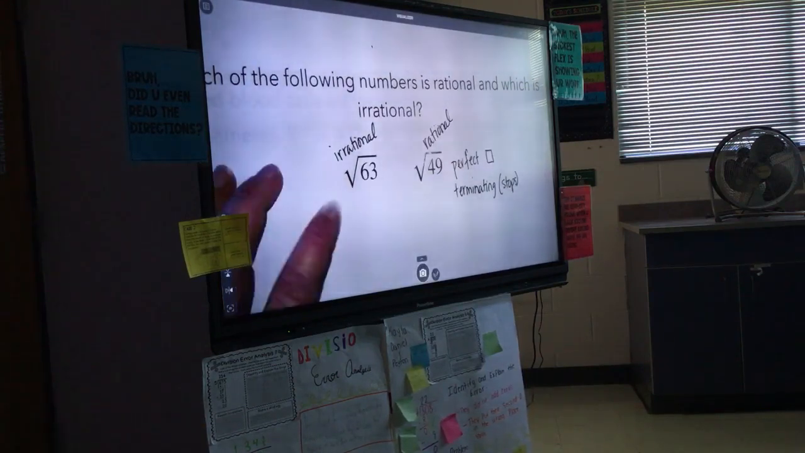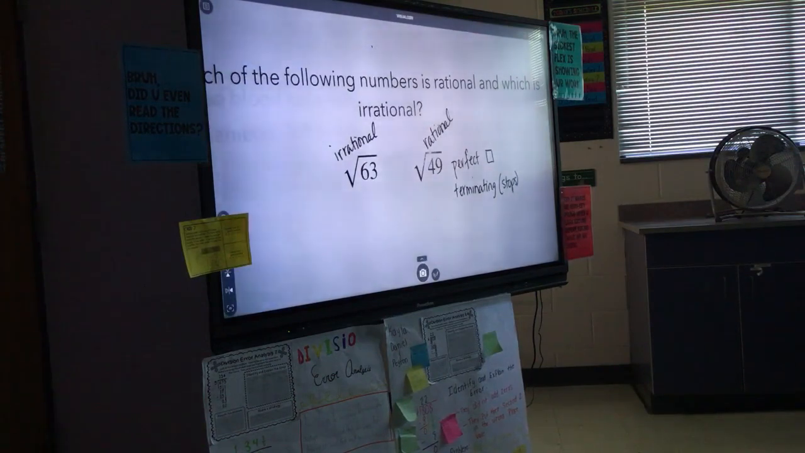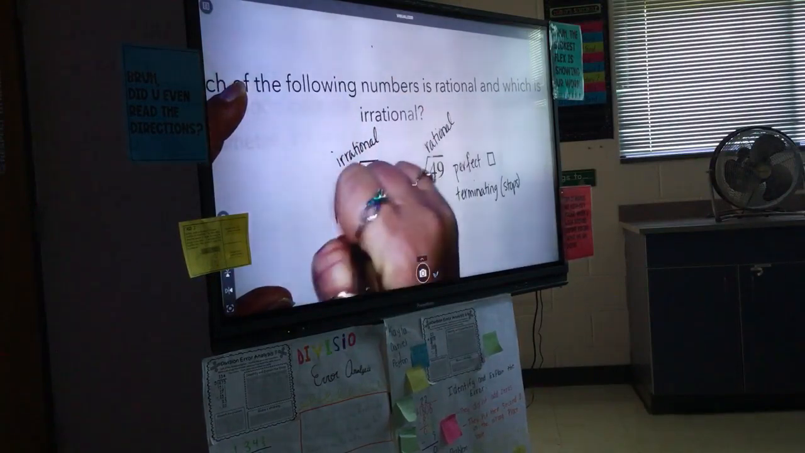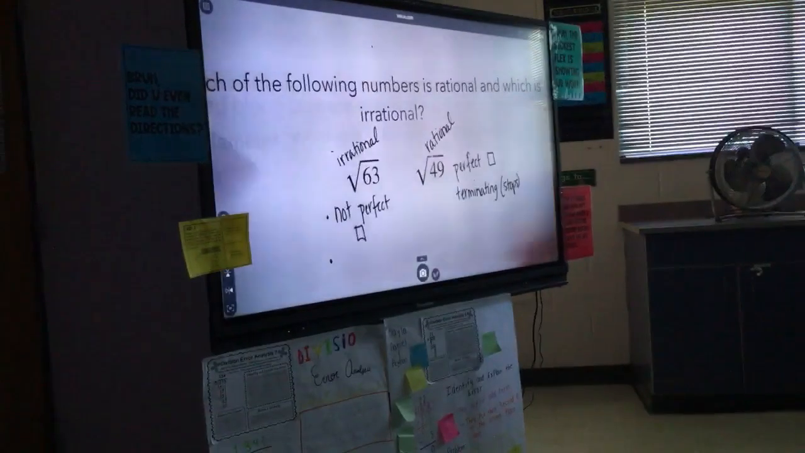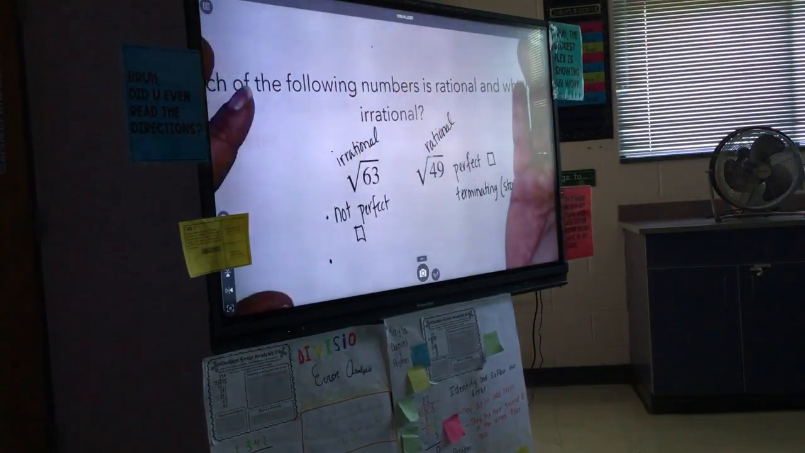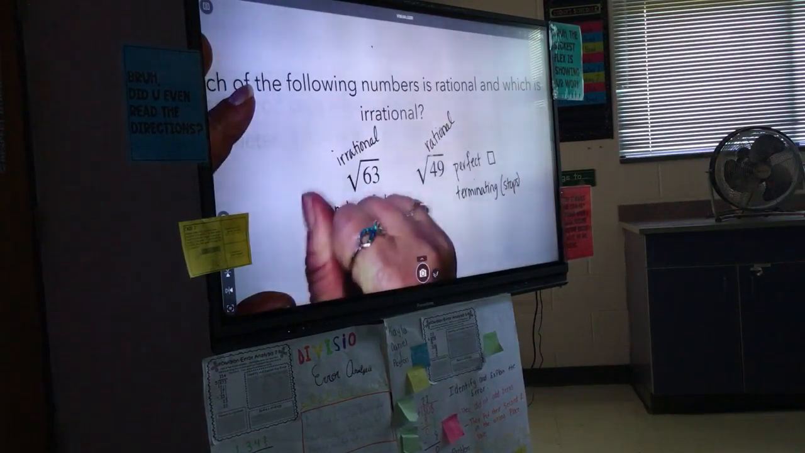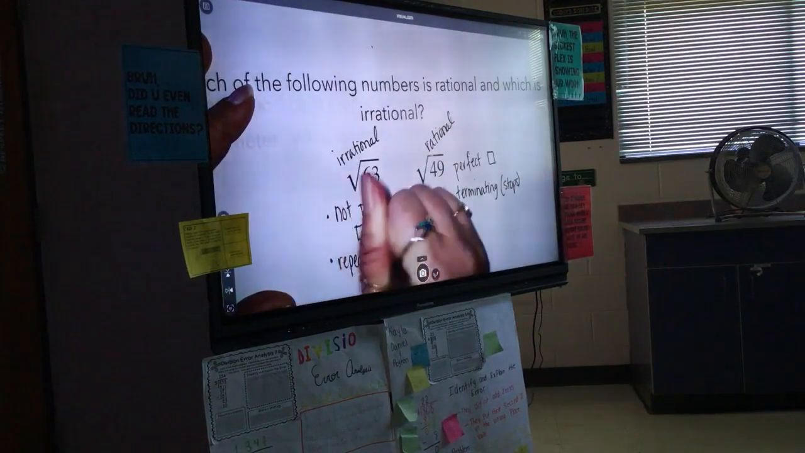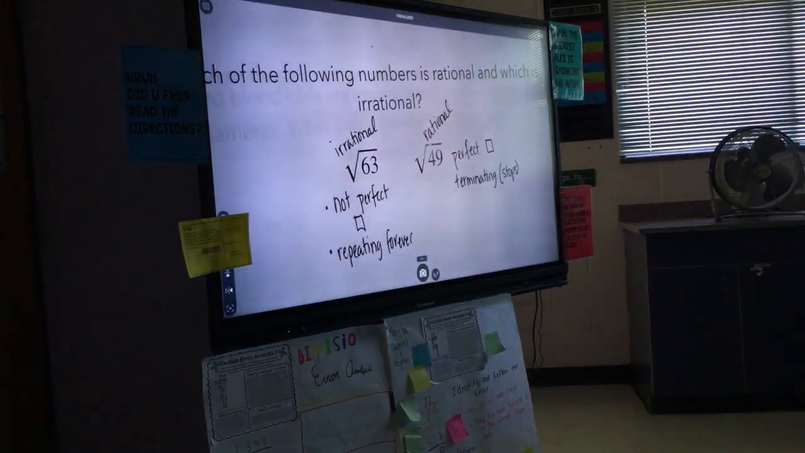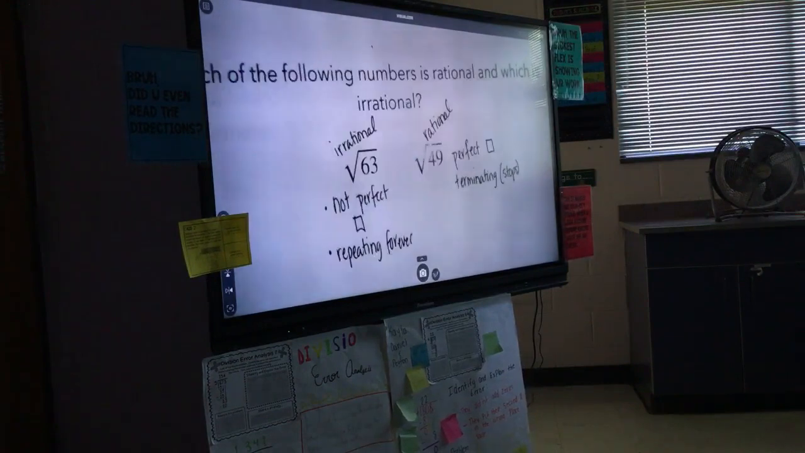All right, so obviously if rational numbers are perfect squares or they end, what do we know about irrational numbers then? They're not perfect squares. And are they like repeating? Repeats forever. Repeating forever. So please make sure you get these couple of notes on there just so you know. Pay attention, y'all.